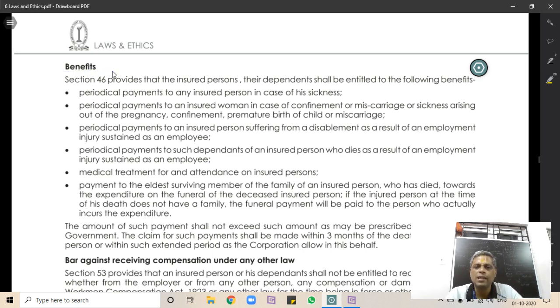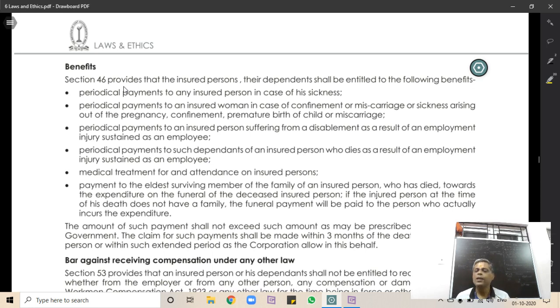Now, let's look into what are the benefits that are available for the insured persons and the dependents. Section 46 deals with it in detail. Actually, it is summarized here, but Section 46 talks about it in detail. Periodical payment to any insured person in case of sickness, and periodical payment to an insured woman in case of confinement or miscarriage, or sickness arising out of pregnancy, confinement, premature birth of a child, or miscarriage.